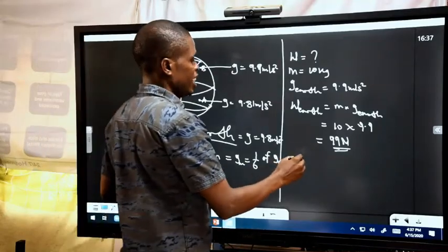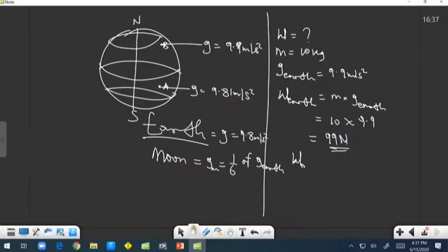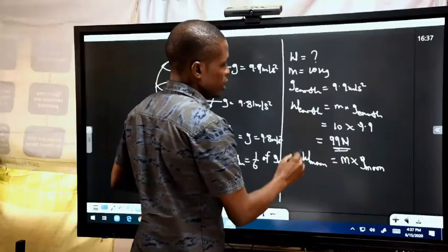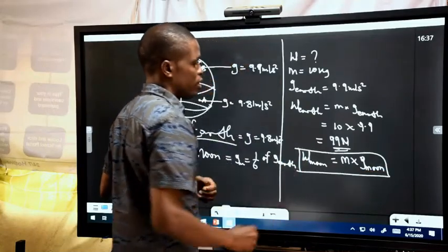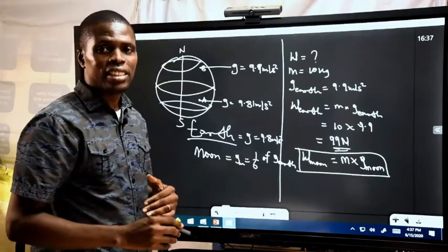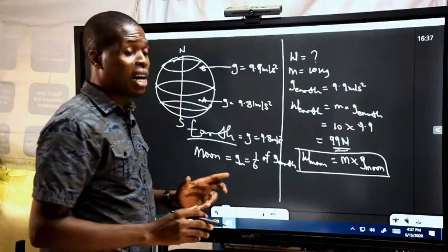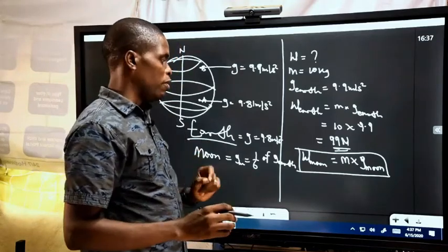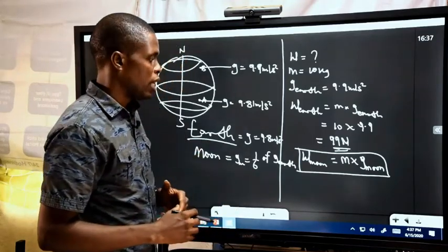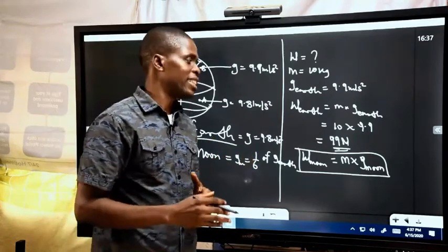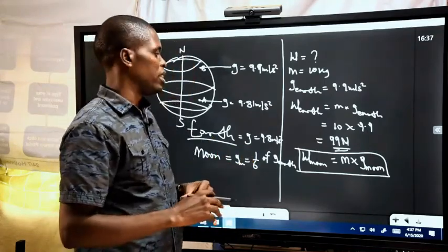If the weight on the moon is equal to the mass multiplied by acceleration due to gravity of the moon. Okay? The weight on the moon and the weight of a body on Earth are not equal. The mass can be equal, because mass does not vary, but weight of a body varies from point to point. And this is as a result of the acceleration due to gravity.